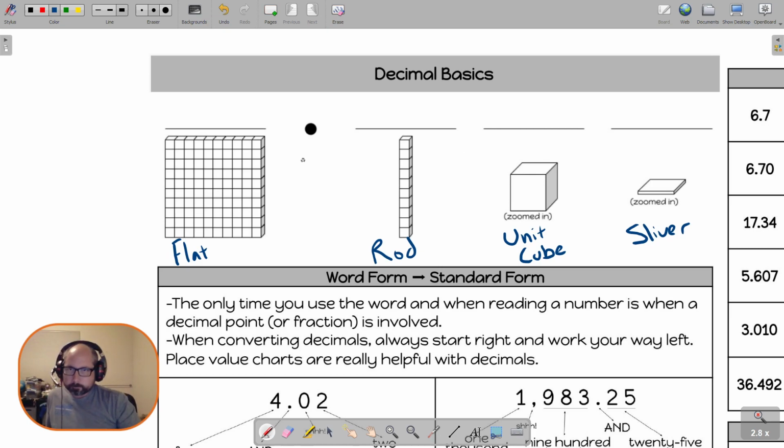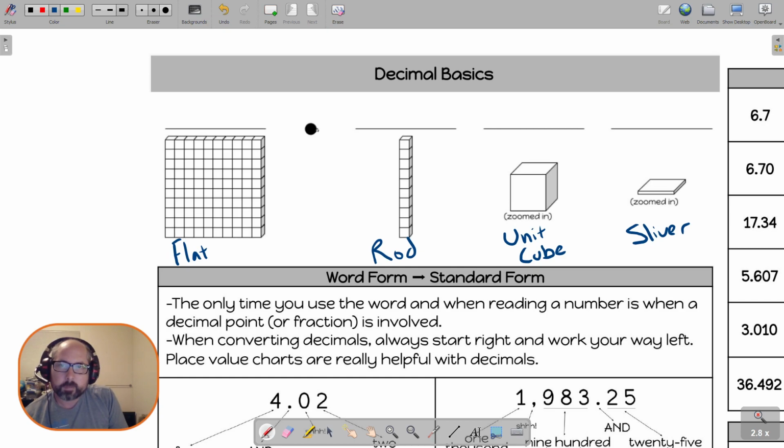Okay, now I want you to forget everything you've learned in math before today. Well, not everything, but some of it. We're not going to think about this as just 100 every time over here. The flat and the rod's not going to always be 10. The unit cube is not going to be 1 all the time. Sometimes it will be. It just kind of depends. But we're going to kind of adjust our thinking a little bit here.